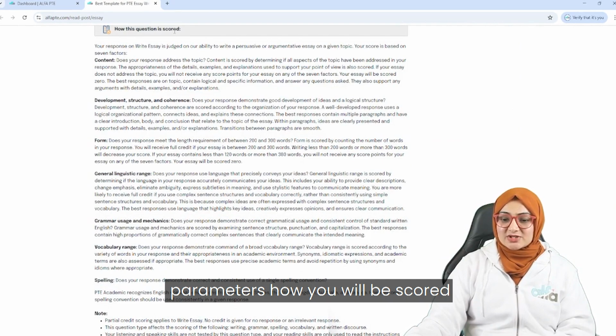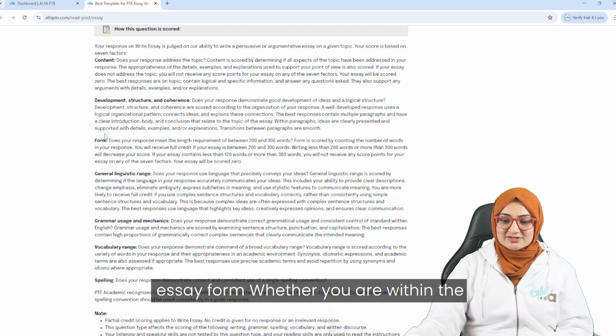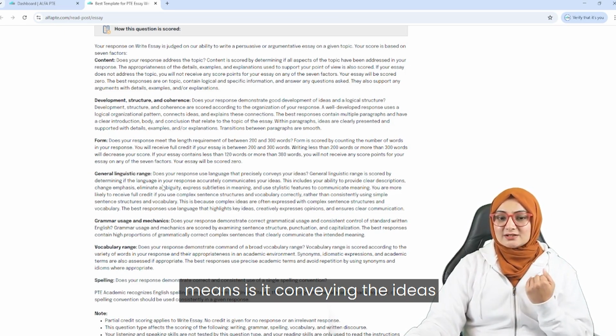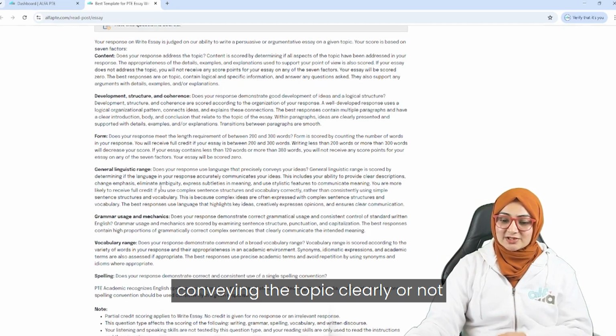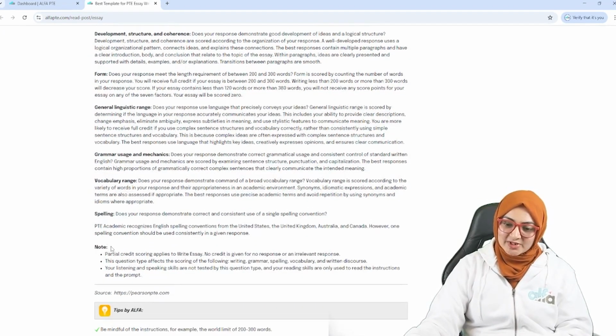These are the parameters for how you'll be scored: content; developmental structure, meaning how well you have structured your essay; form, whether you are within the word limit or not; linguistic range, meaning whether you are conveying the ideas that are asked and the topic clearly or not; grammar, vocabulary, and spelling.